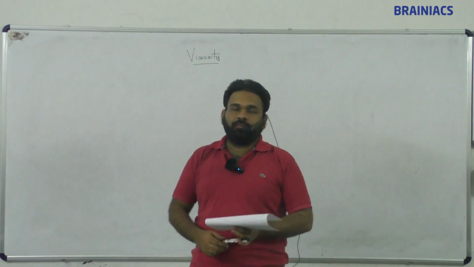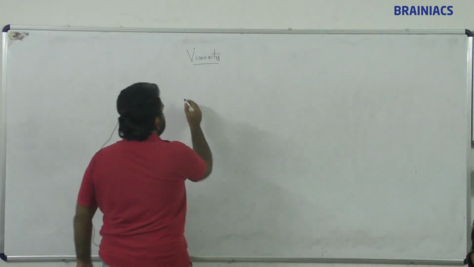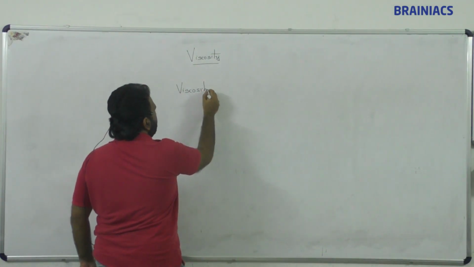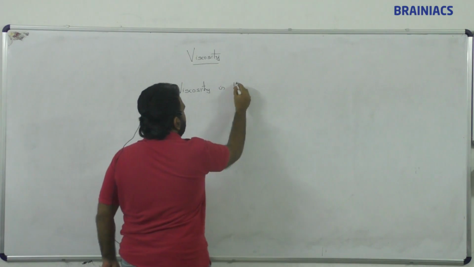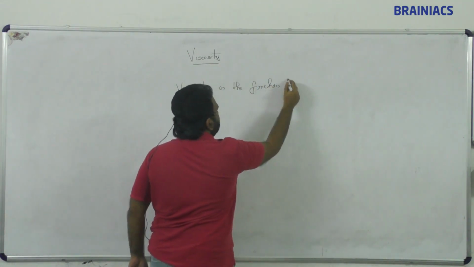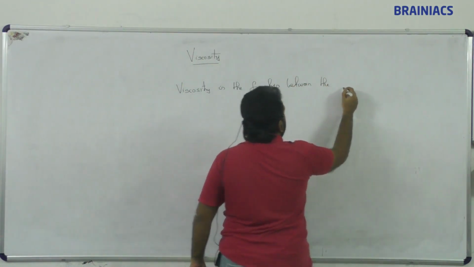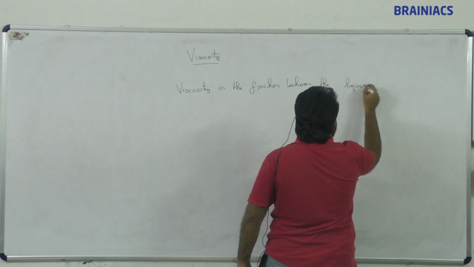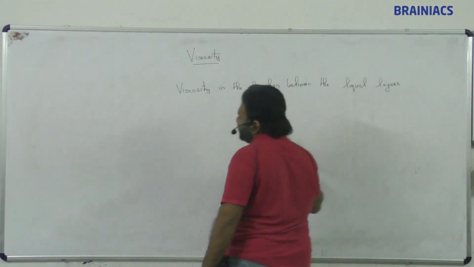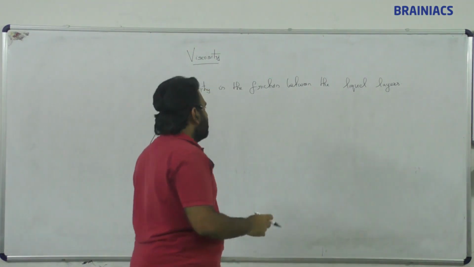Okay, so we'll start viscosity. When we study viscosity, viscosity is nothing but the friction between the liquid layers. Viscosity is the friction between liquid layers. So suppose this is a river.